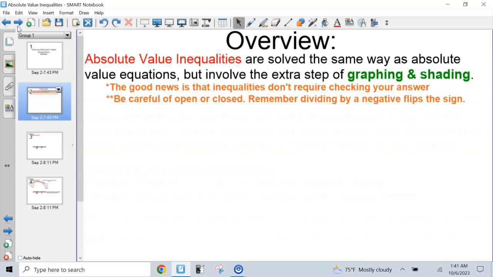Absolute value inequalities are solved the same way as absolute value equations, but involve the extra step of graphing and shading. The good news is that inequalities don't require checking your answer. Be careful of open and closed. Remember, dividing by a negative flips the sign.